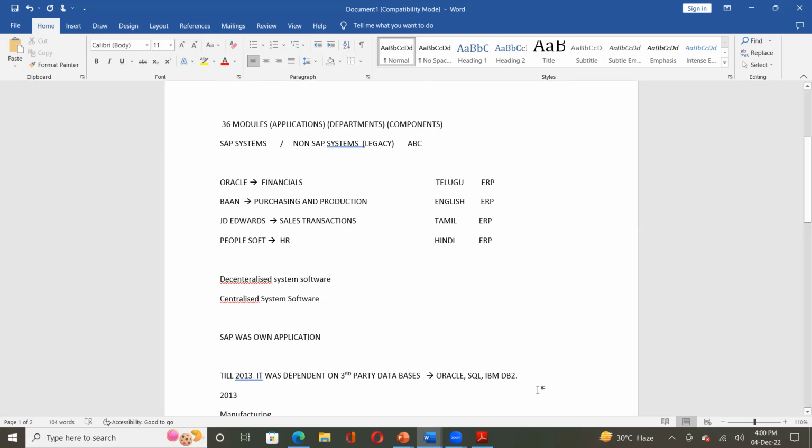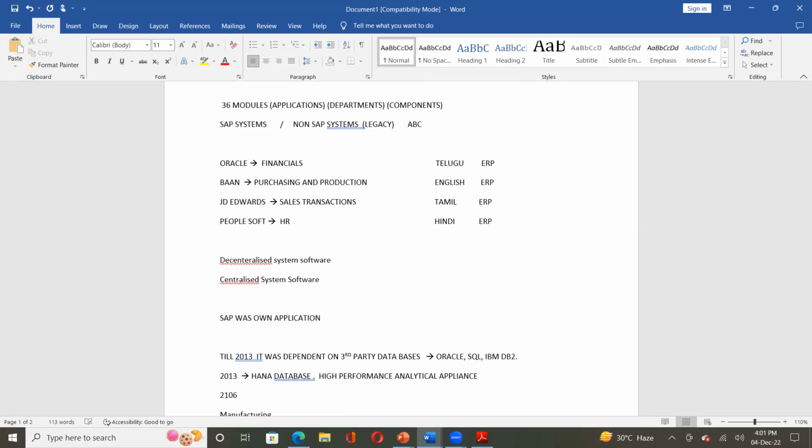We are going to have our own database, which is called the HANA database. HANA database, right? What do you mean by HANA? The HANA abbreviation is High Performance Analytical Appliance. Remember this, HANA database, right? The complete version they announced in 2013, and they developed it in 2015.